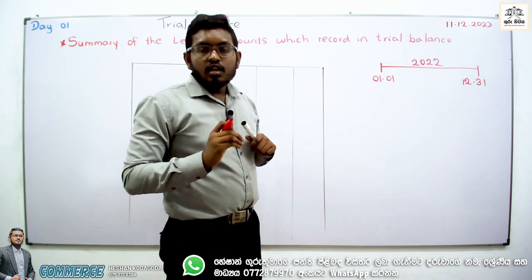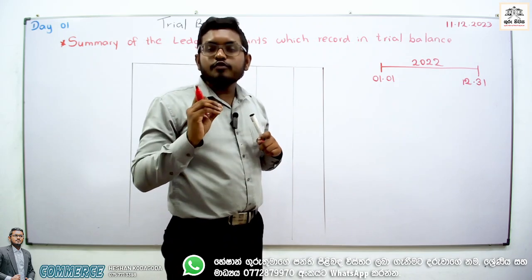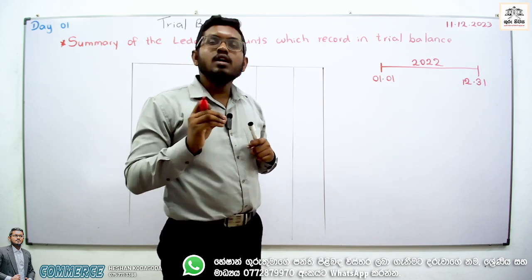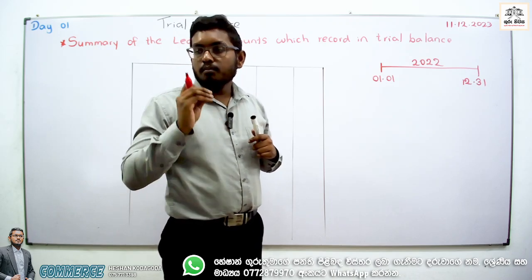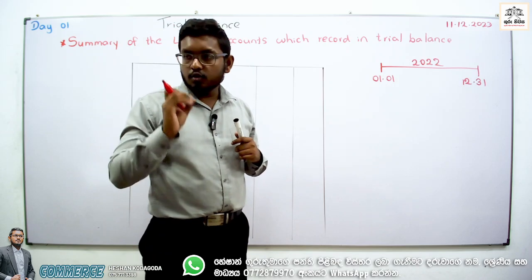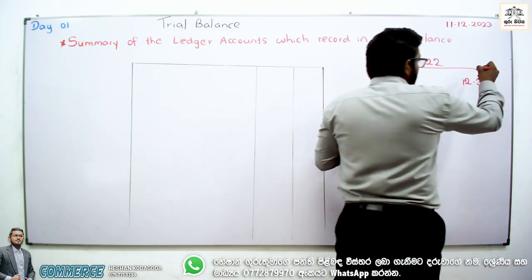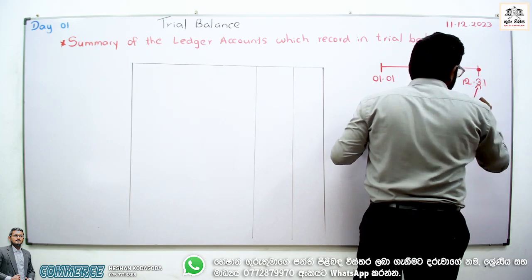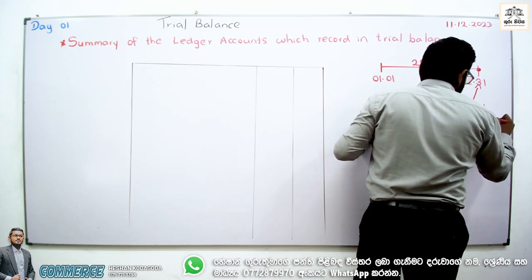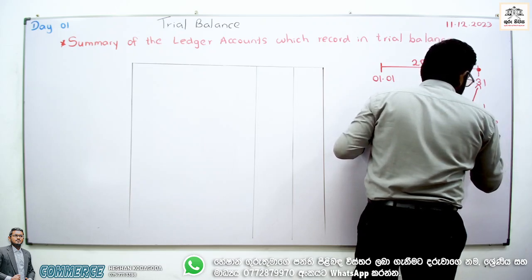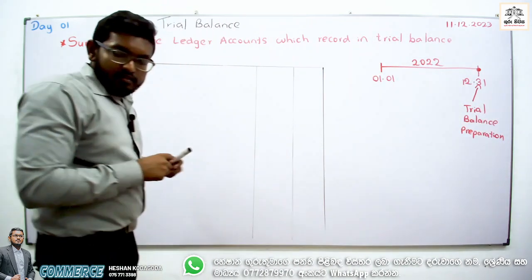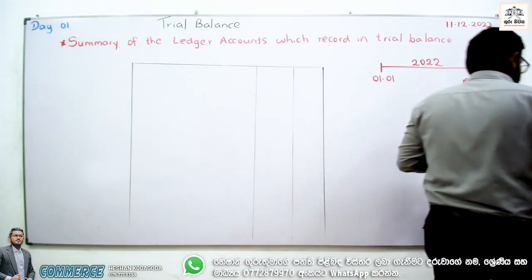Understand? We prepare the trial balance at the end of the accounting period because we balance the ledger accounts at the end of the period, or sometimes we balance the ledger accounts monthly. Okay, but we prepare the annual accounts at the end of the accounting period. So we prepare the trial balance. Is it clear? Right?